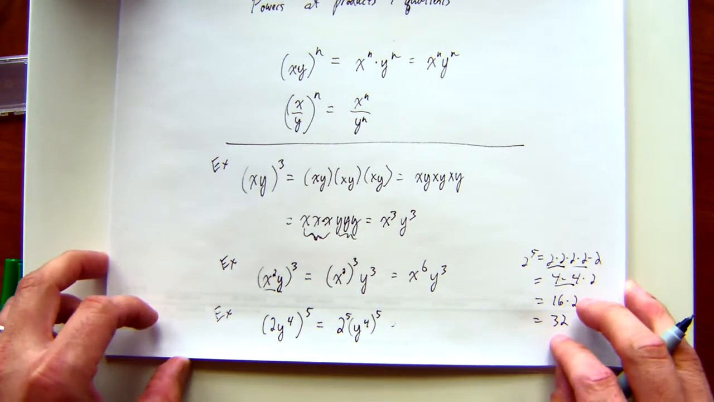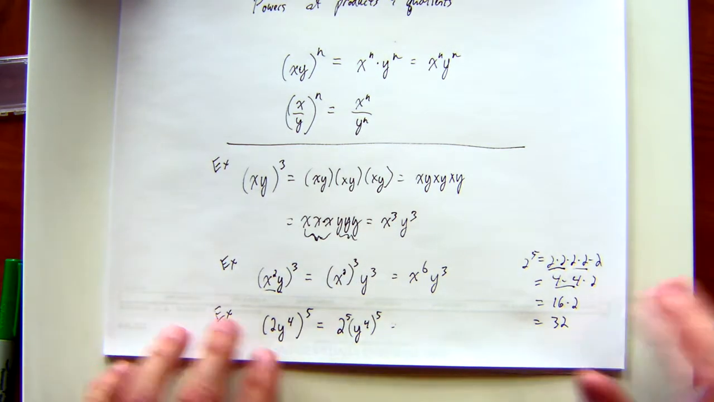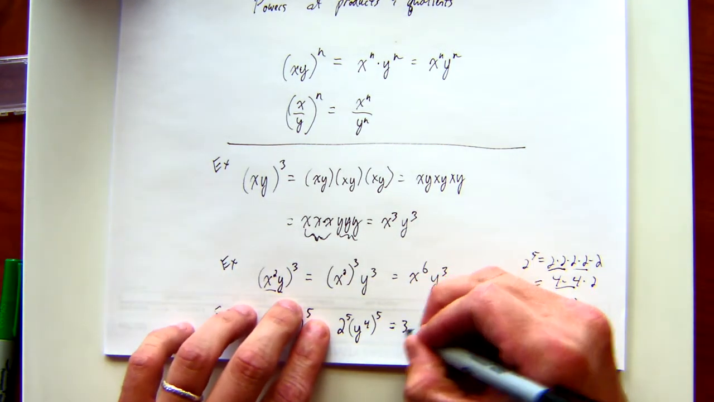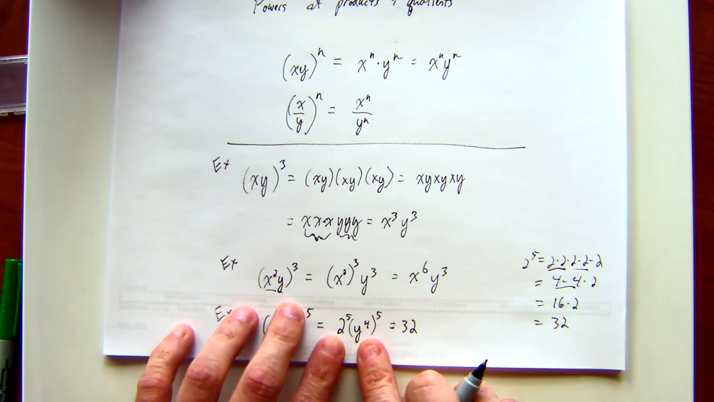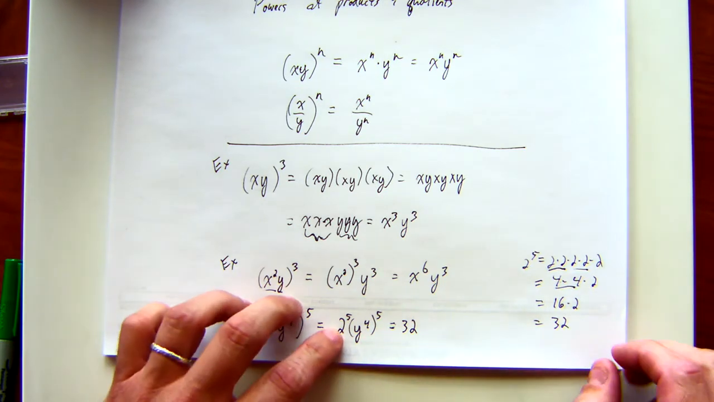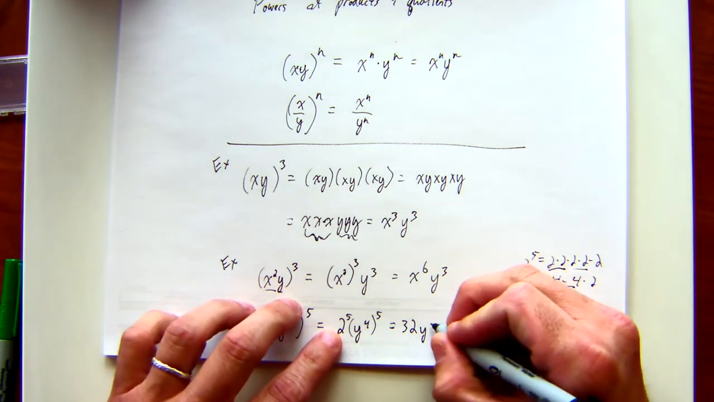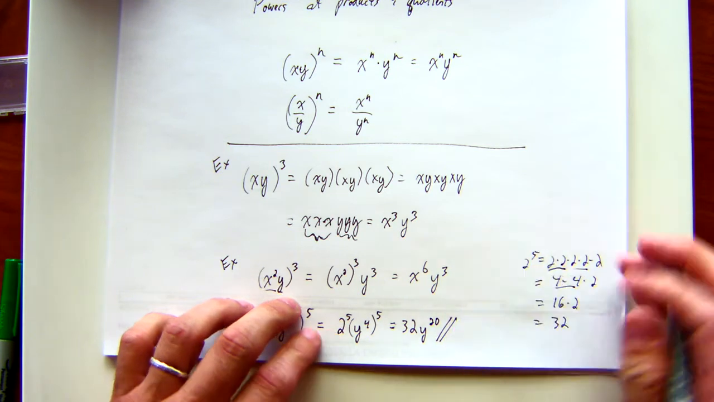Okay, so you'll have to figure some of these out, multiply these out. So this is going to be 32, and what's y to the 4th raised to the 5th power? 32y to the 20th. We're done with that problem.